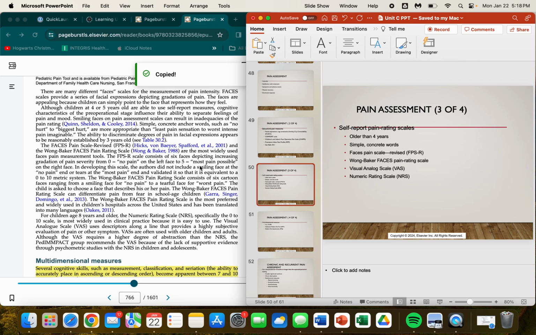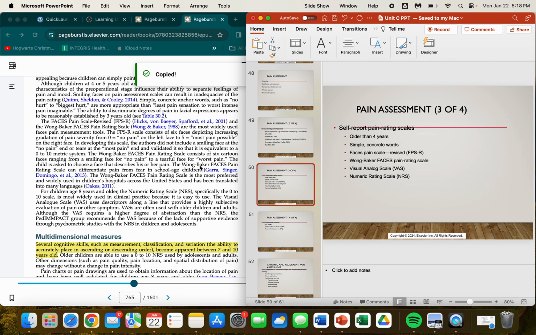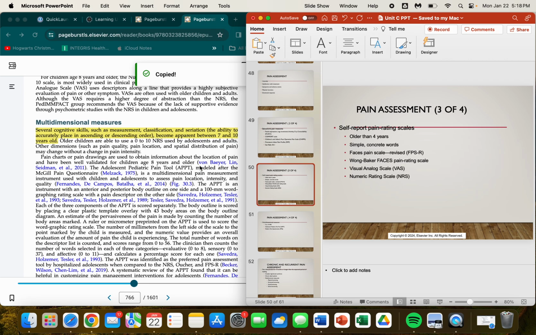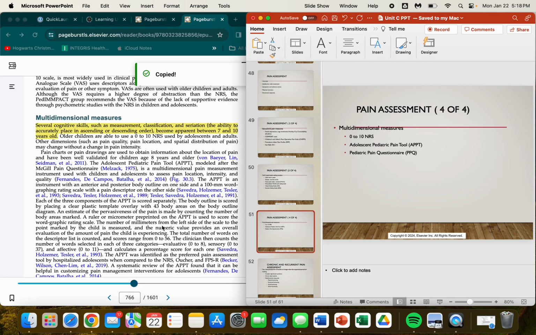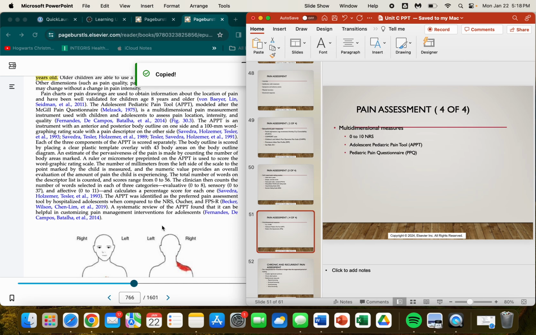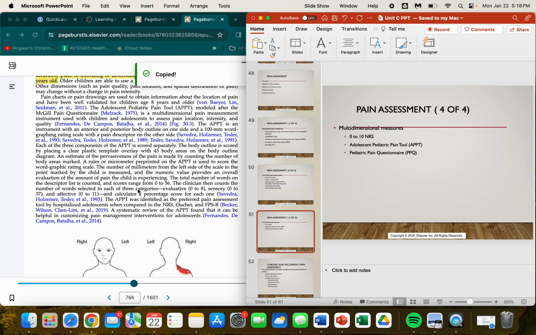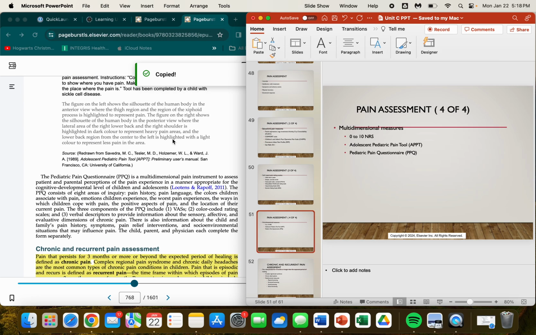So that kind of tells you a way that you could administer that scale. We'll talk a little bit about multidimensional measures. Those multidimensional measures include several cognitive skills such as measurement, classification, and seriation, which is the ability to accurately place in descending order. Those things become apparent between the ages of 7 and 10. So as they age, they can use those scales that include multidimensional measures. Those kinds of scales include a little bit more in-depth assessment and are more appropriate to be used over the age of 7.